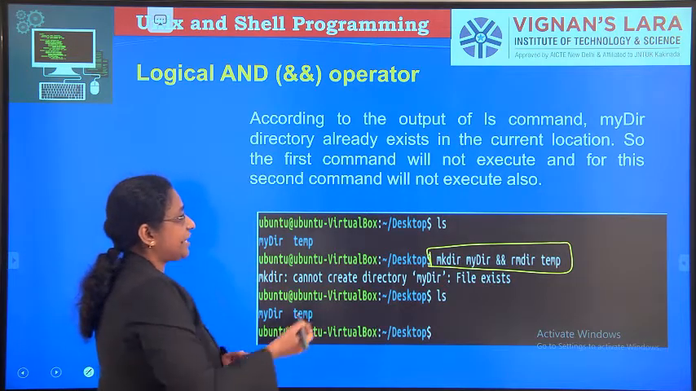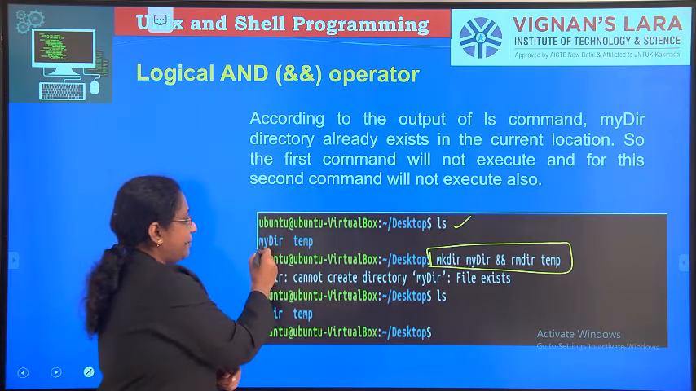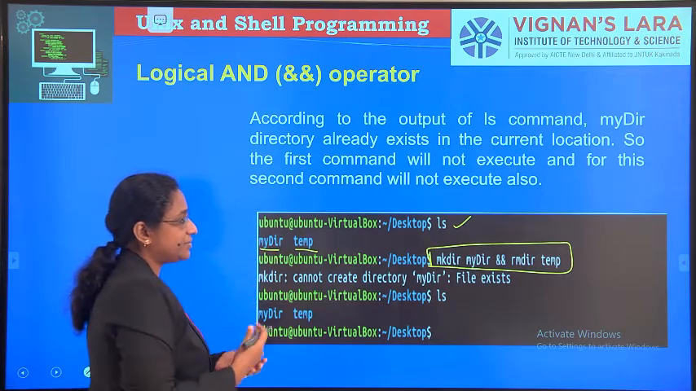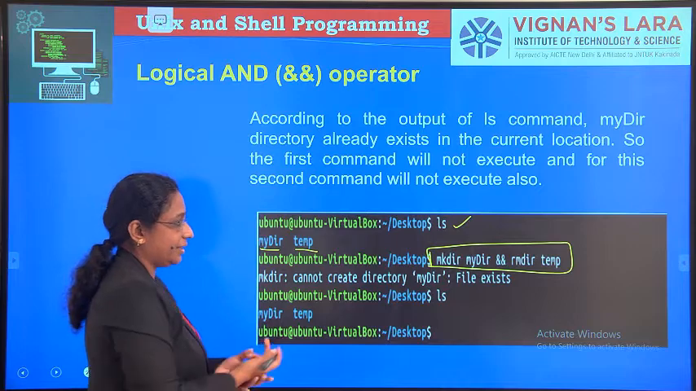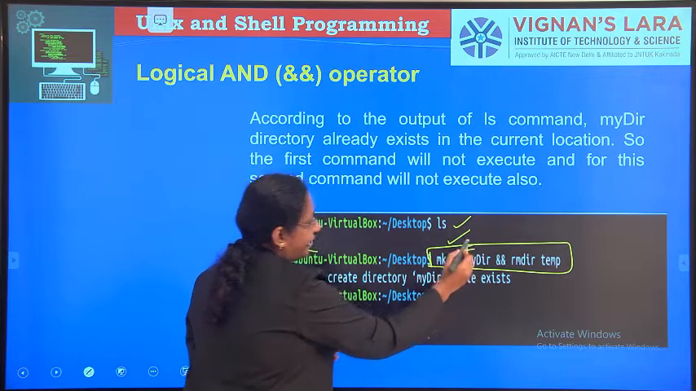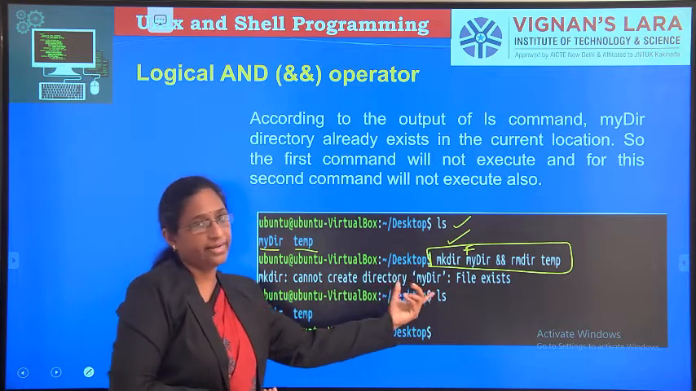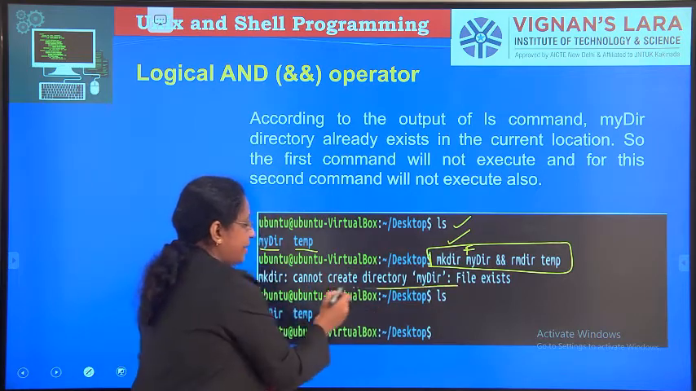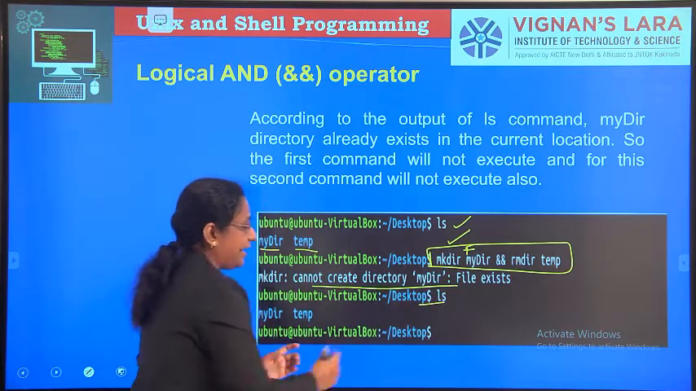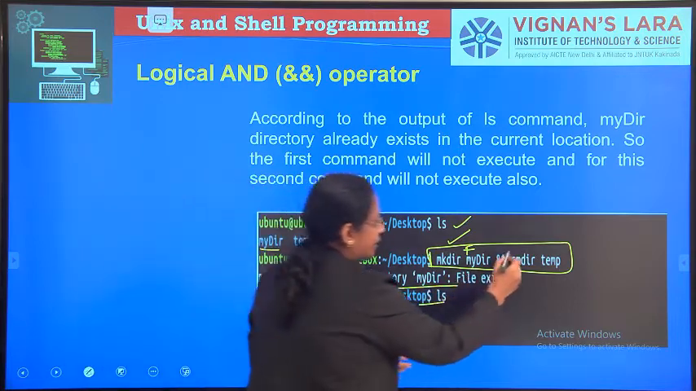Here, first I give the ls command, and it displays mydir and temp. These are the two directories that are present. Then when I run the mkdir command, it fails, and it says cannot create directory. When I run the ls command again, see here, the temp directory is there only. So the second command has not executed.